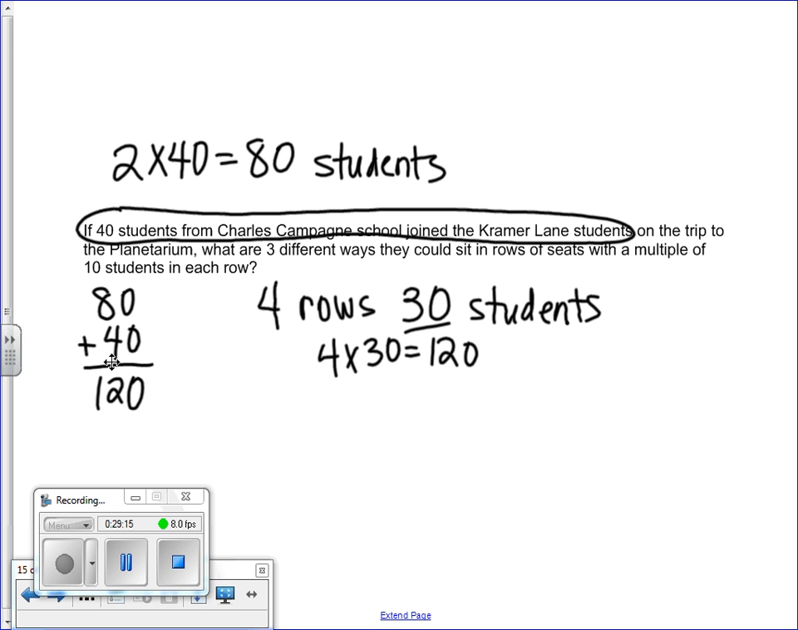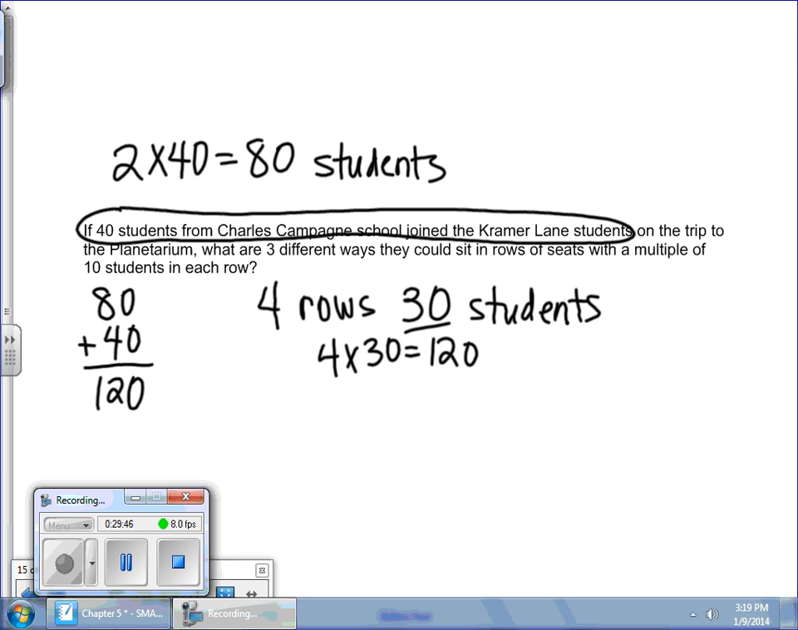Now you try to come up with 2 more ways, because it asks for 3 different ways, that the students can sit in rows of seats with a multiple of 10 students in each row. So you can't say that there can be 3 rows of 20 and then a couple rows of 5 to make up for the rest. They all have to be multiples of 10. Try to make 2 more ways.